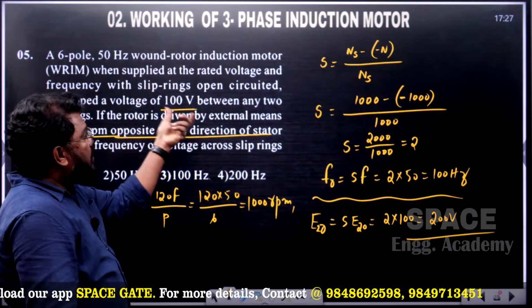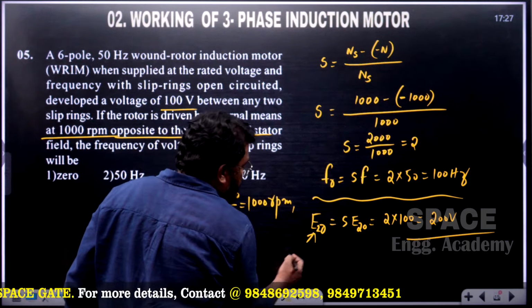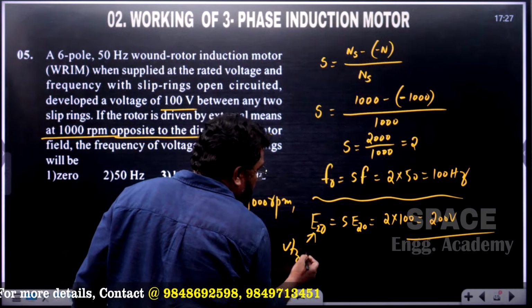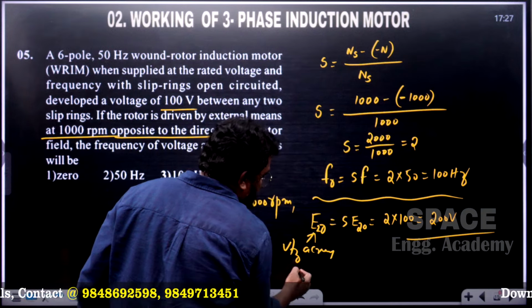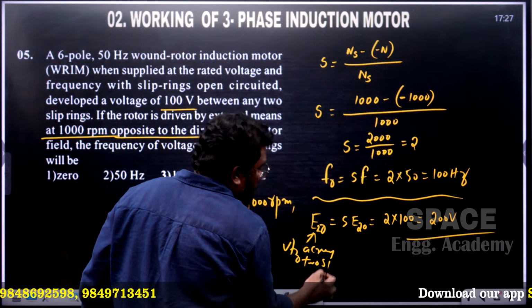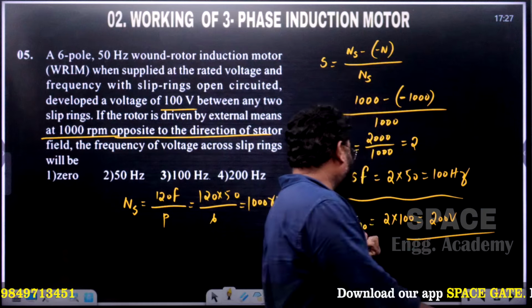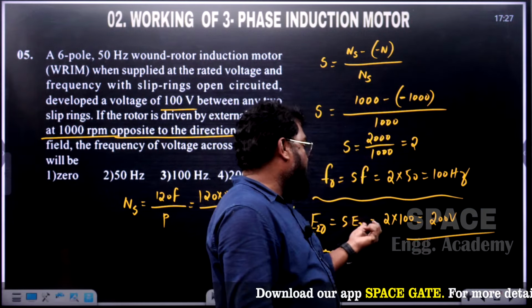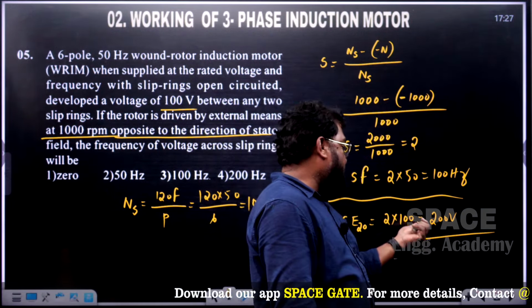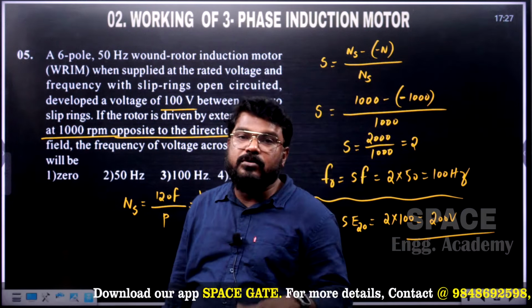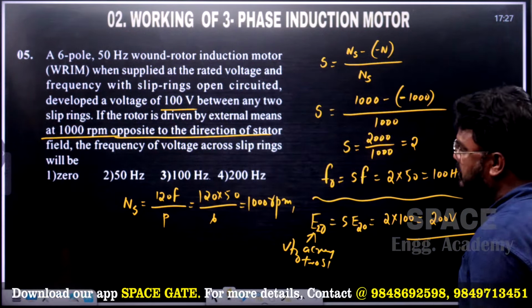Voltage across the rotor, E2 0, that is the voltage across the slip rings, the voltage across the two slip rings under running condition. The S into the voltage across the slip ring under standstill, 2 into 100 volts, equal to 200 volts. So there are chances that the question may be asked this way also.